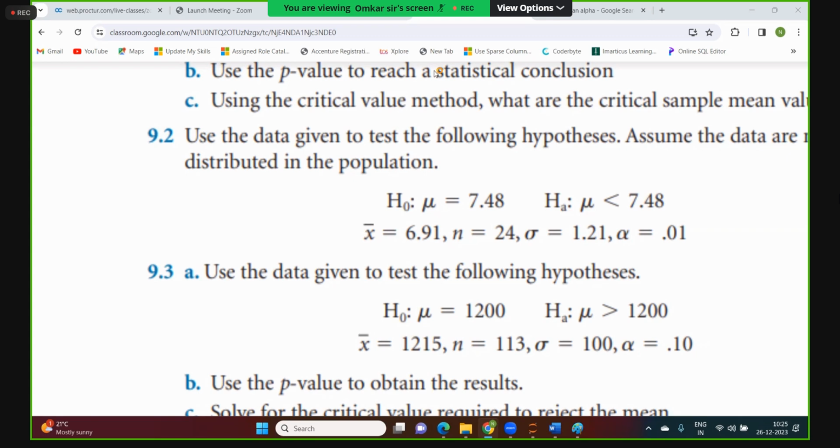Not reject. Arun is saying not reject the null hypothesis. So P greater than alpha is coming.